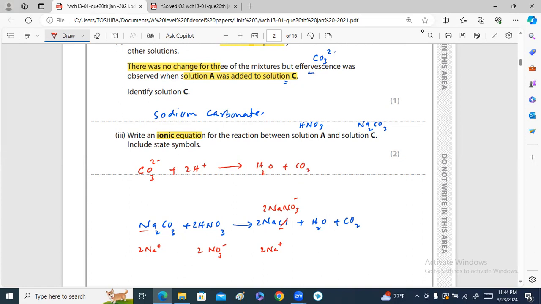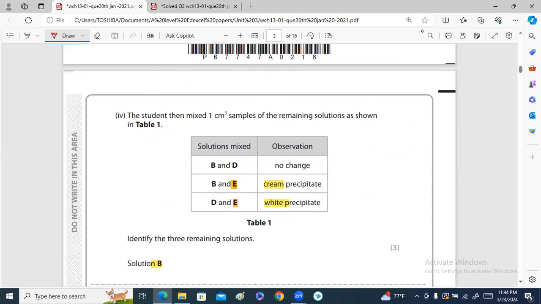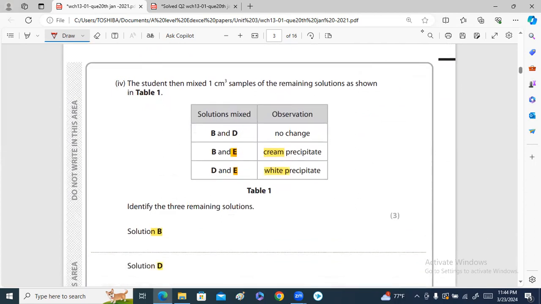So this is the ionic equation for the reaction between metal carbonate and acid. This is the complete equation. So we can use the complete equation to get the ionic equation. Okay, look at the next part.